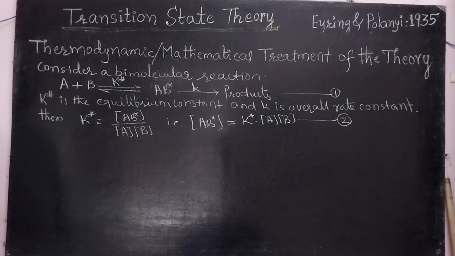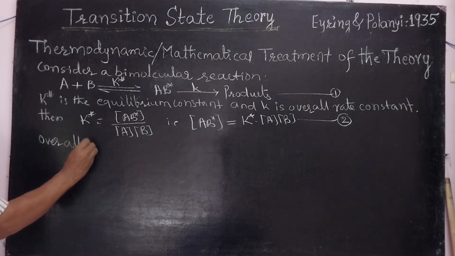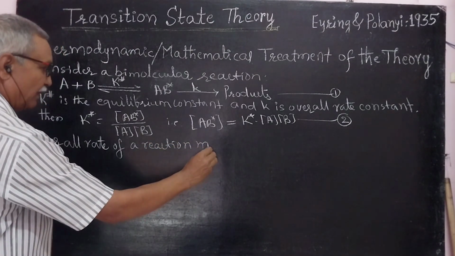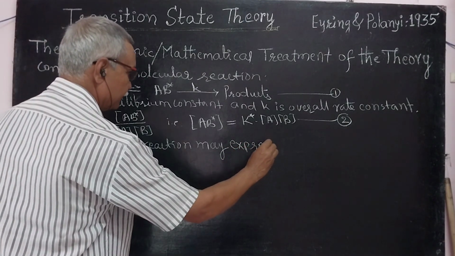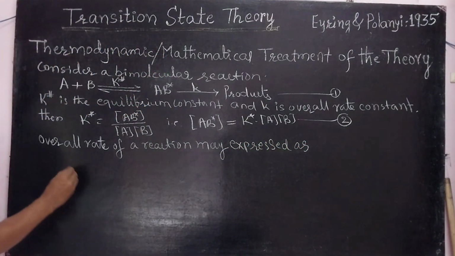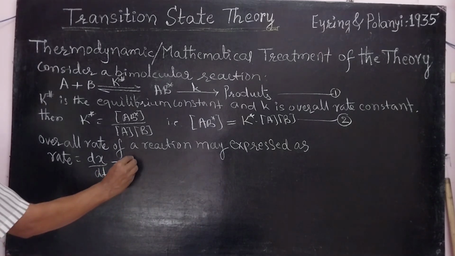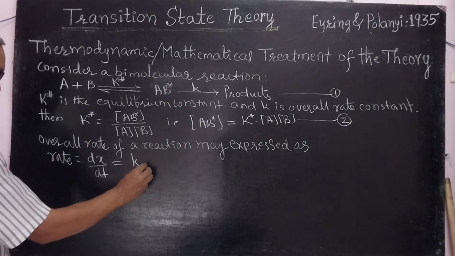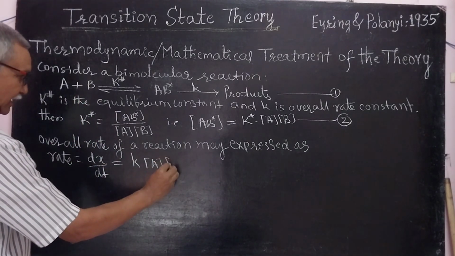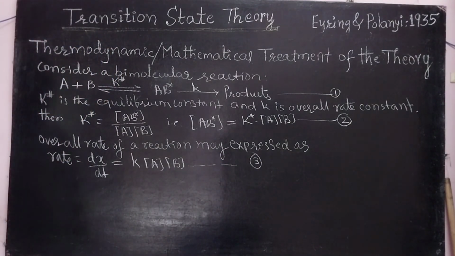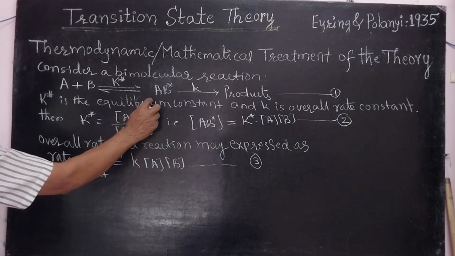The overall rate of the reaction may be expressed as rate, dx by dt, is equal to the rate constant K and the concentration of reactants A and B. Suppose this is equation 3.